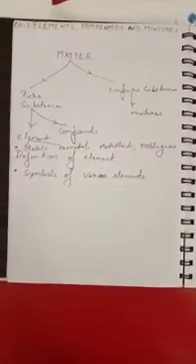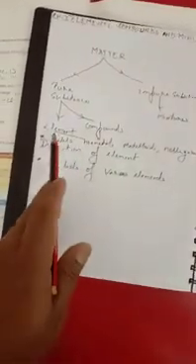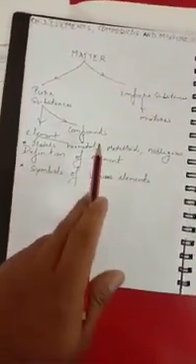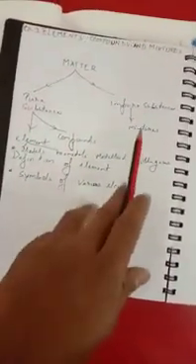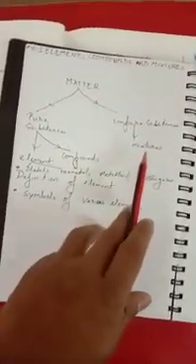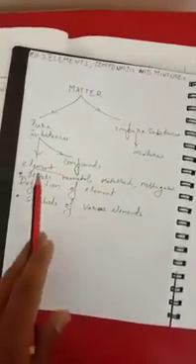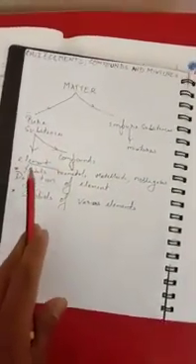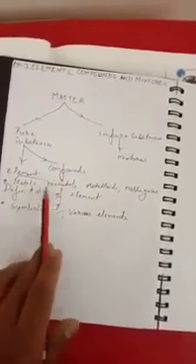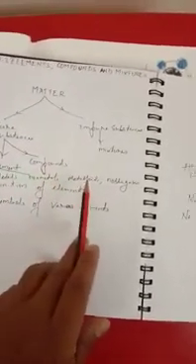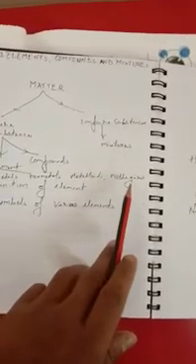Under the pure substances, we have elements and compounds. Under the impure substances, we have mixtures. Elements are further classified into metals, non-metals, metalloids and noble gases. Now let us study what is an element.